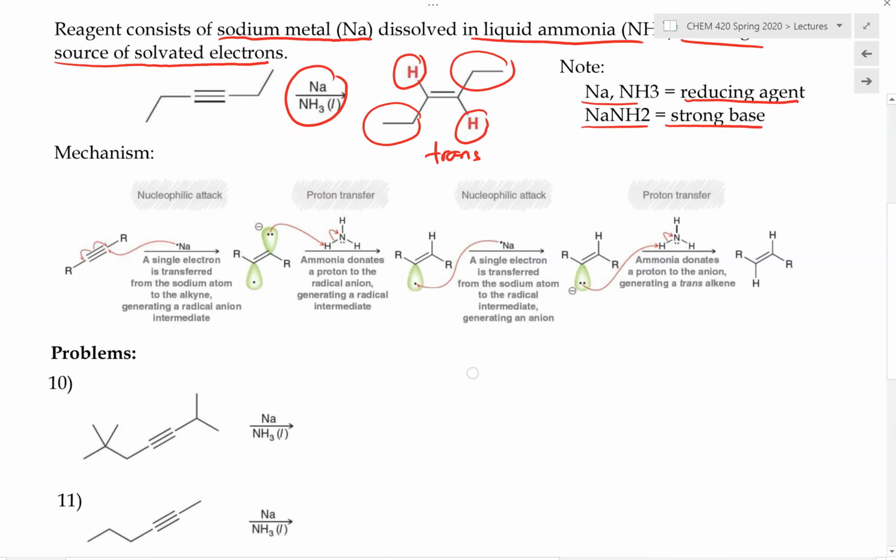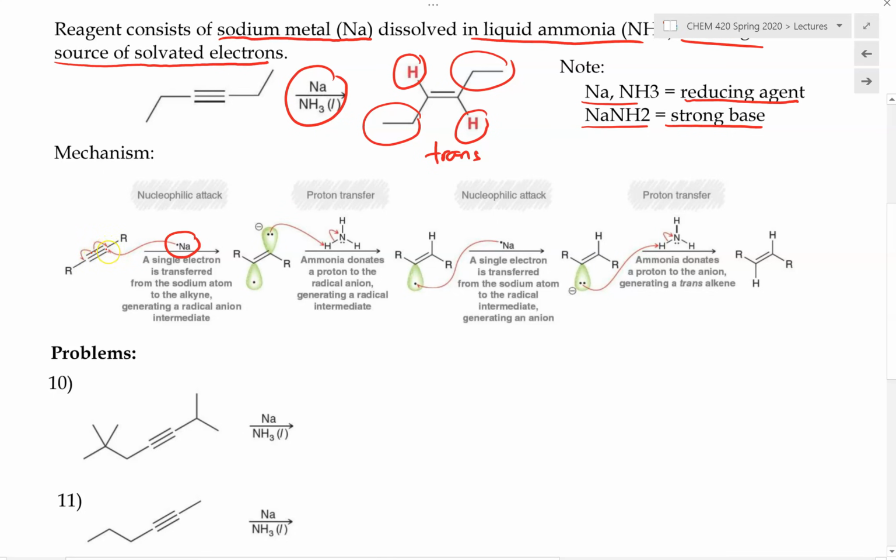First, the sodium, when we dissolve it in liquid ammonia, generates a source of electrons. Here we can see the electron come from the sodium metal. This electron is then added to this carbon-carbon triple bond, so we can imagine that the pi bond would be broken, with one electron going to each of these carbons.